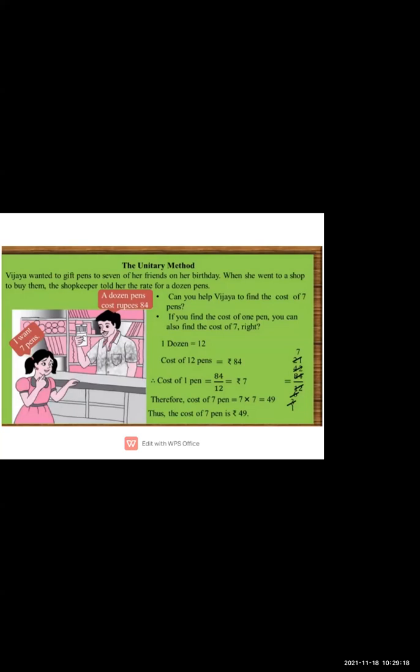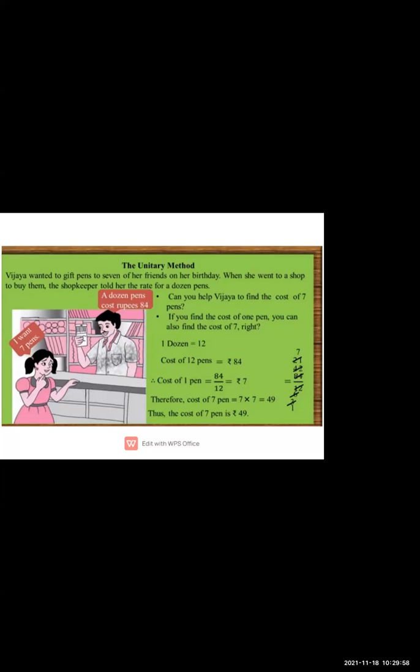If you have gone to buy bananas, they are given in dozen. Okay, एक dozen, दो dozen, एक dozen means 12. They are having 12 bananas, so dozen means 12. Now what is that? When she went to a shop to buy them, the shopkeeper told her the rate of a dozen pens. उन्होंने dozen यानी 12 पेन का directly price बता दिए, but she wants 7 pens, and the shopkeeper told the price of 12 pens, so she doesn't understand. So how will we do?